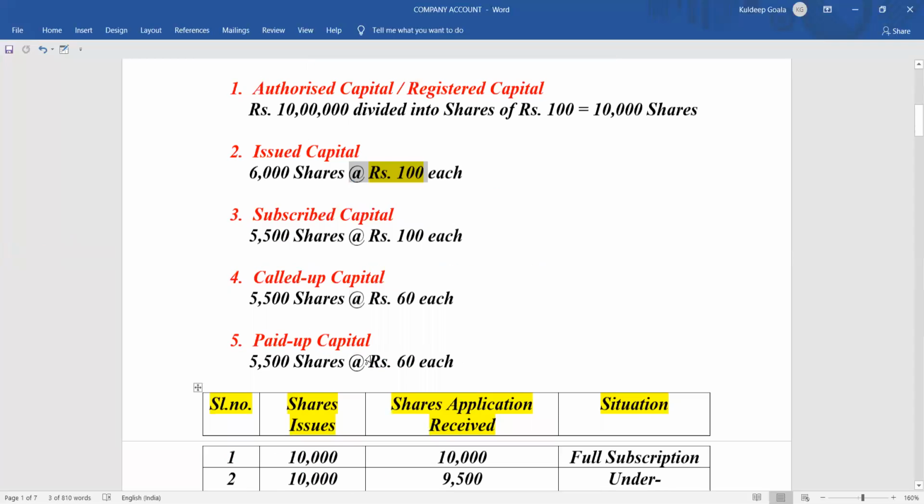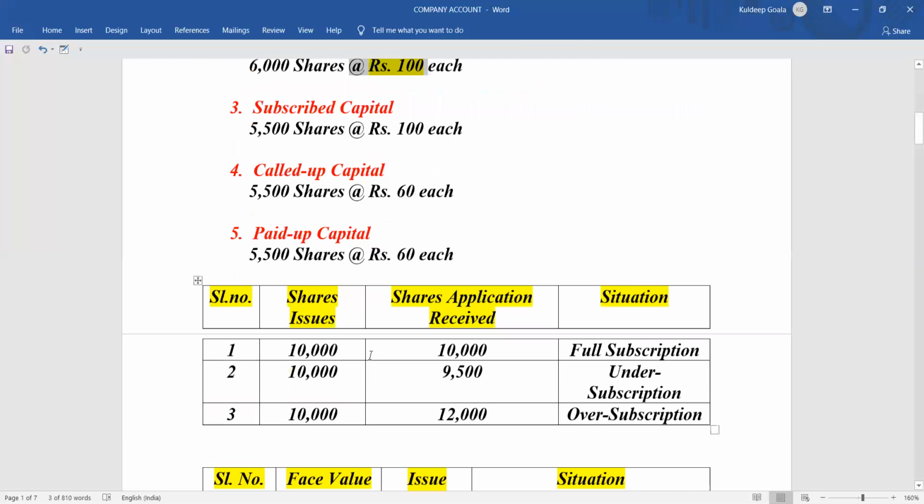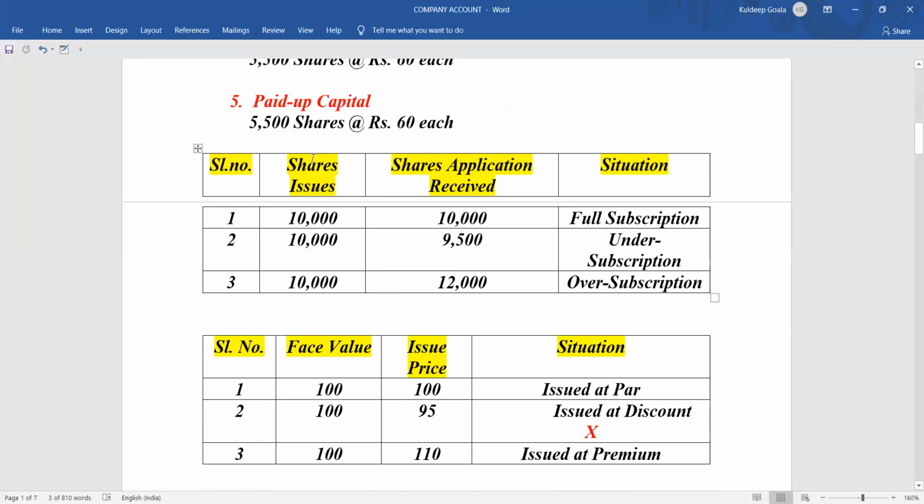Now let me show you this. Let's see what is here. There are three situations of receiving the issued capital. I have just given serial numbers 1, 2, 3. On one side is shares issued, then the next one is the share application received, and then what the situation is called.